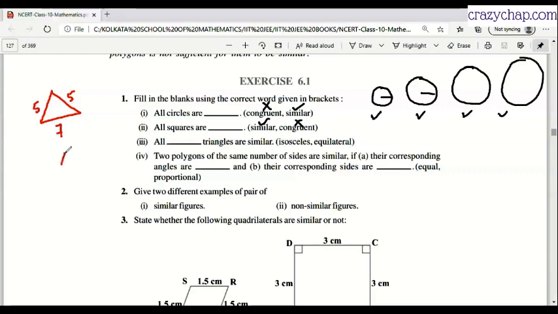We can have another isosceles triangle with the sides 5, 5, and 6. These two sides are equal, but the third ratio is not equal. Sorry, I haven't read the statement properly. So it will be equilateral. Of course, it will be equilateral.